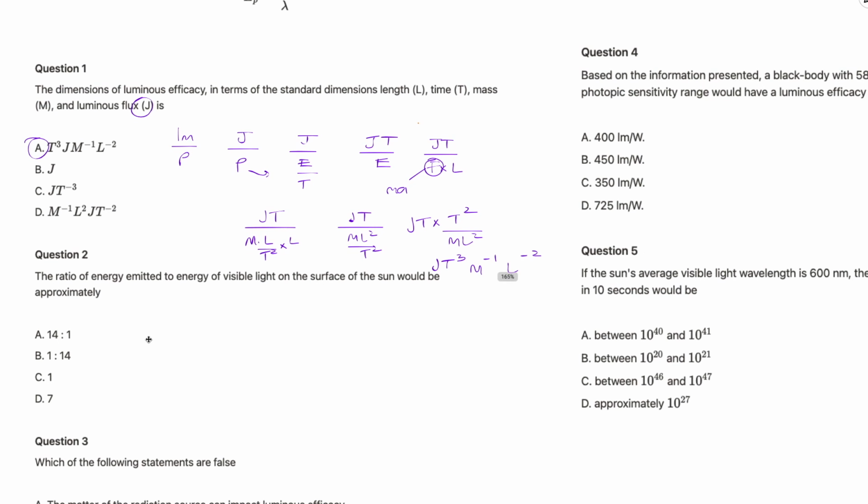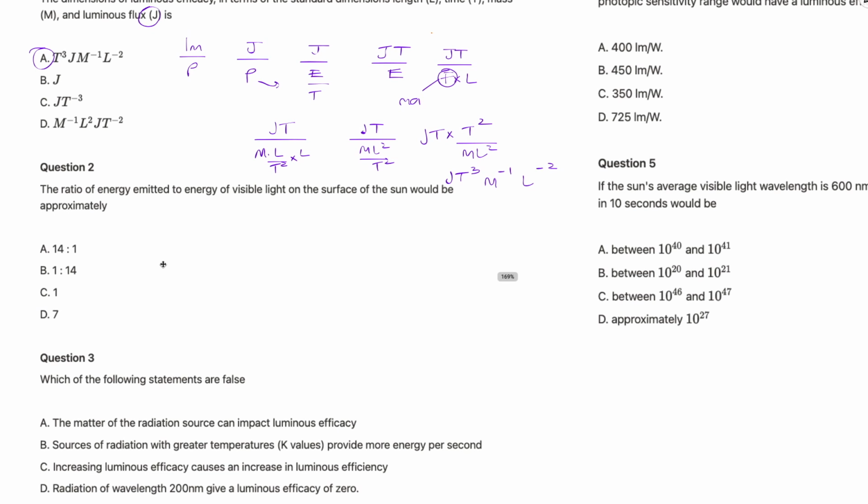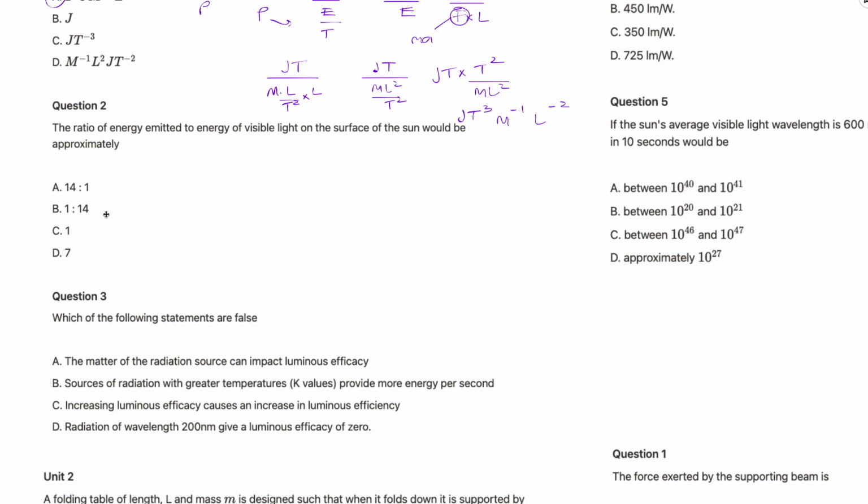So then the ratio of emitted energy to energy of visible light on the surface of the sun would be approximately. So there's a bit of information going on here. First of all, we've got to give a ratio. Remember that ratios can be whole numbers. If they are, say, 1 to 1, then it's 1, or 7 to 1 would be represented as 7. Same thing, 14 to 1 could have been written as 14 as well. So this is the ratio of energy emitted to energy of visible light.